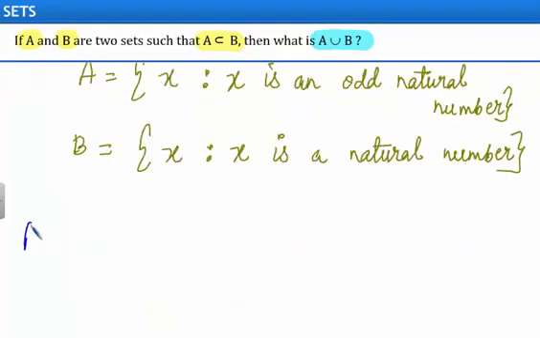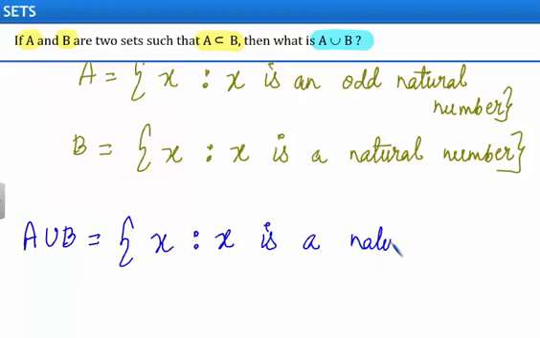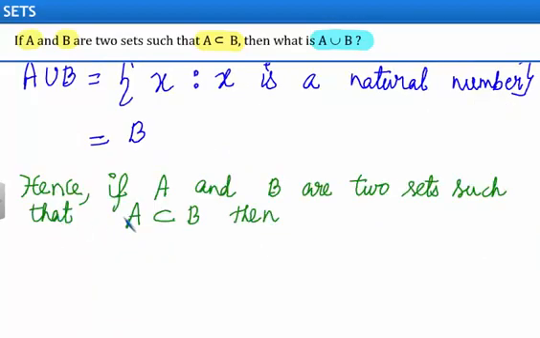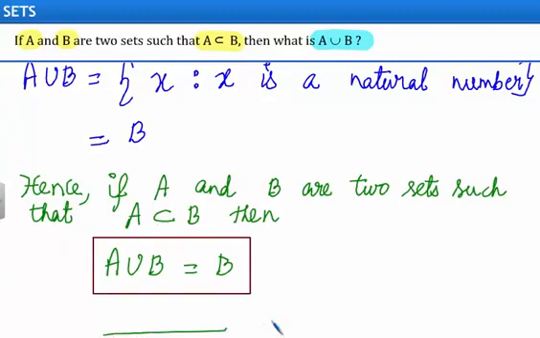Now let us find A union B. A union B is the set of those elements which are either in A or in B. So this will be equal to set of x such that x is a natural number. This will be equal to set B. Hence, if A and B are two sets such that A is a subset of B, then A union B will be equal to B. This completes the solution.